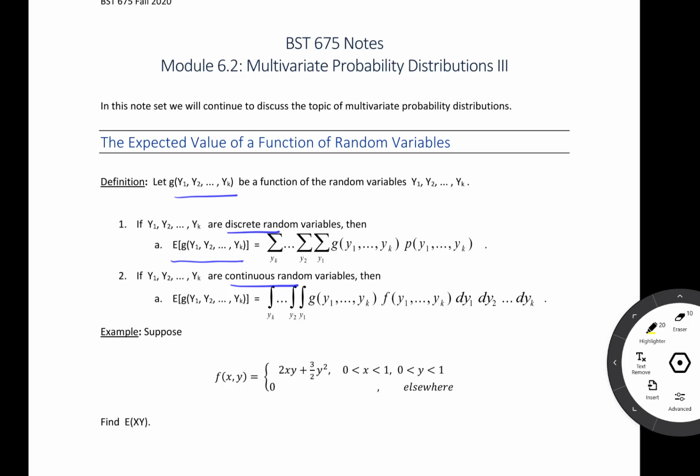Further, notice what we're doing in each of these cases. In the discrete case, we're going to sum over the sample space for each of the random variables, and in the continuous case, we're going to integrate over the sample space. Again, very similar to the univariate case, we're just now accounting for the fact that we have multiple random variables. In the discrete case, we sum the function multiplied by the PMF, and in the continuous case, we integrate the function multiplied by the PDF. Again, we're just extending it out to multivariate.